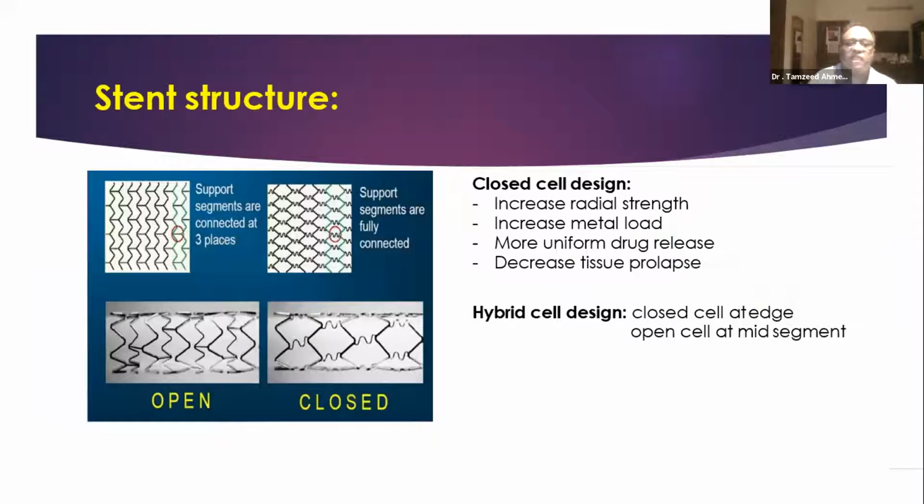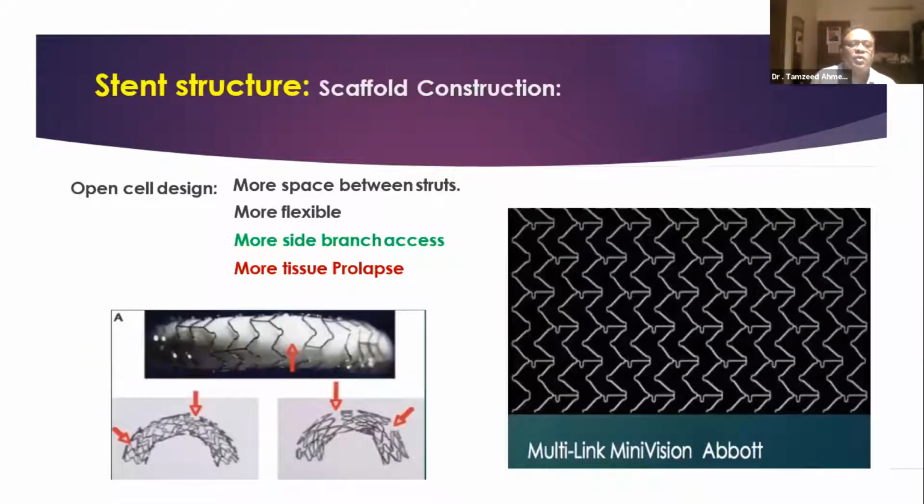Now, coming to the stent structure. The structure of these metallic stents has a closed cell design and an open cell design. The initial stents were mostly closed cell, with increased radial strength, increased metal load, more uniform drug release, and decreased tissue prolapse. As you can see from the picture, closed cell stents are interconnected, whereas in open cells some areas are open, with no interconnections between the struts. Another type is the hybrid cell design, which is a combination of both open and closed cell stent structure.